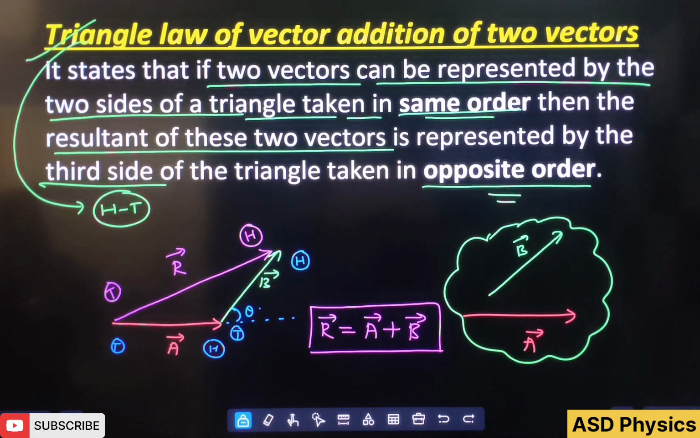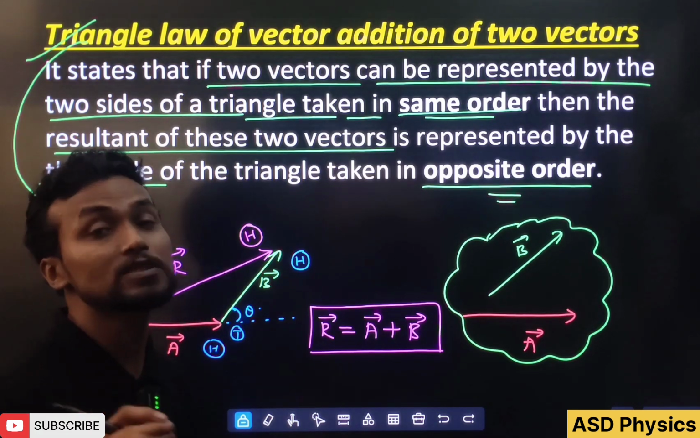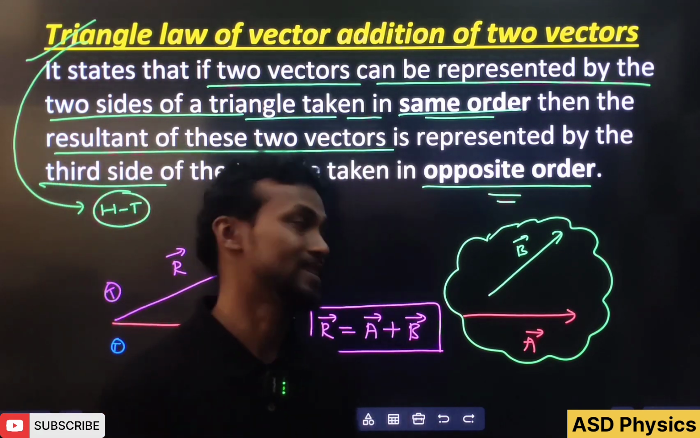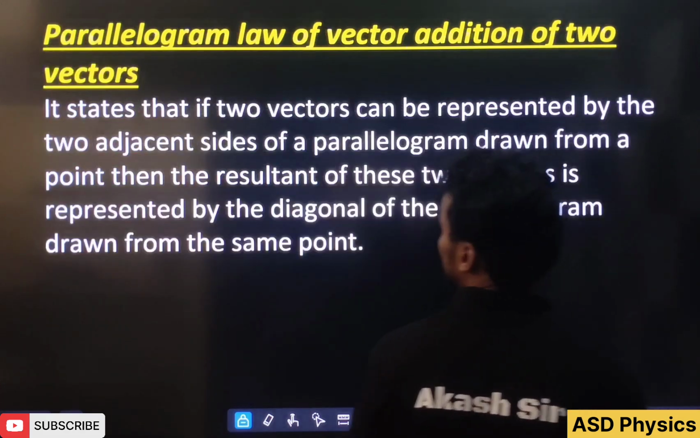Identify very well what is the same order and what is the opposite order. That is very, very important. Okay, students, so this is the triangle law. This is called the head to tail method.